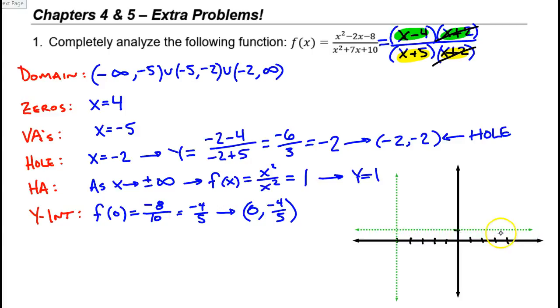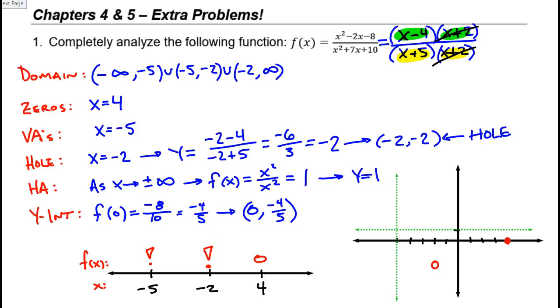Then I'll mark my 0 at x equals 4. And I'm going to mark my hole at negative 2, comma, negative 2. At this point, I need to know whether the function is positive or negative and where it changes those different values. So what I need to do is create a sign chart, and I'm going to go ahead and set that up right now. So I have my sign chart set up and ready. I showed that there is a domain restriction at -5 and -2. Remember, -5 is the vertical asymptote and -2 is a hole. And then I have a 0 at 4.